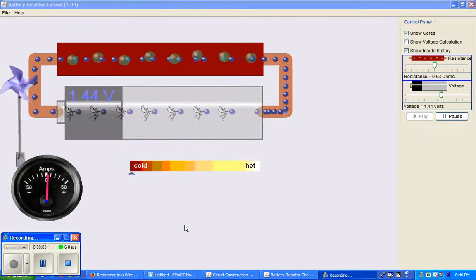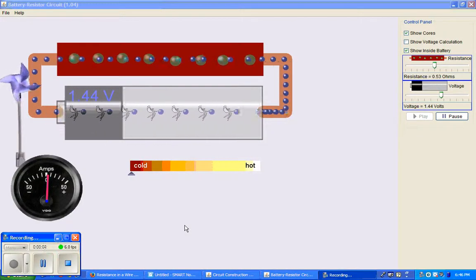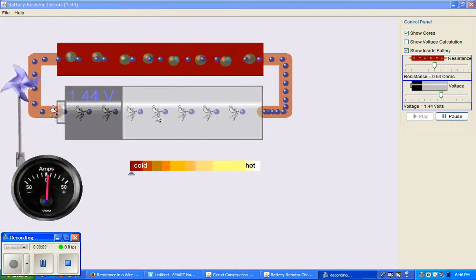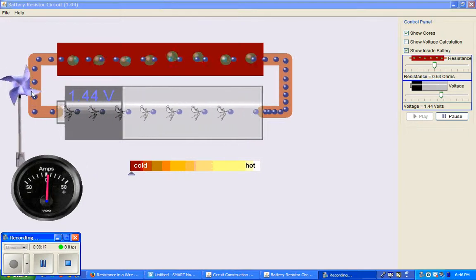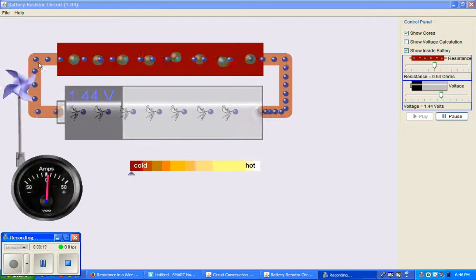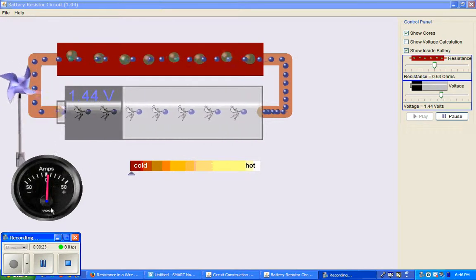All right, this is the first video where we're looking at some simulations on resistance. In this simulation we've got a battery connected to some wires in a circuit, a red resistor, and a pinwheel that's spinning due to the flow of current, or electrons, through the circuit, and that's registering in amps on this dial.